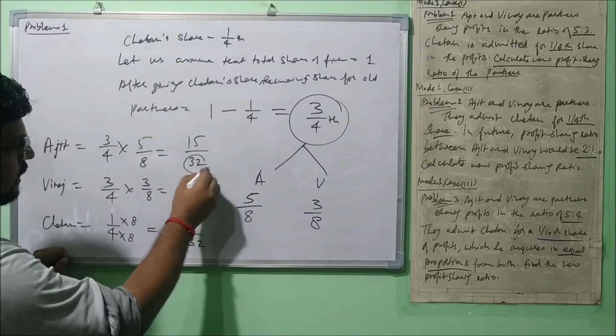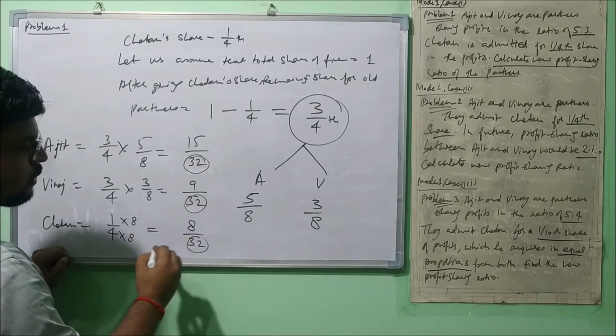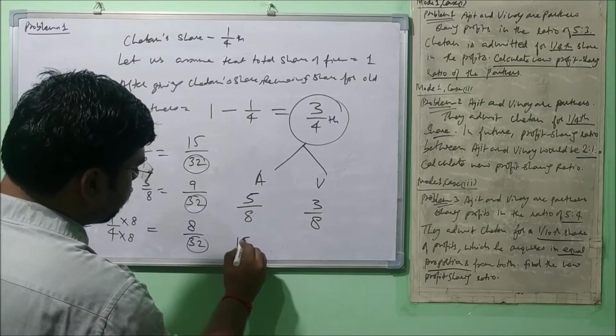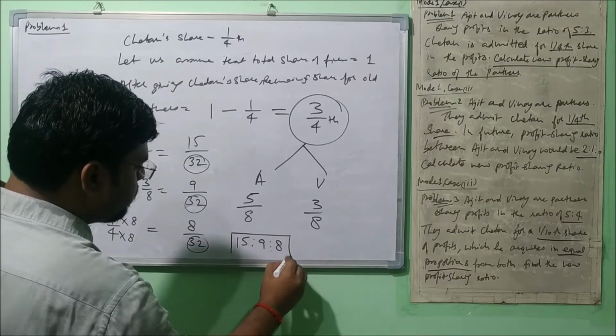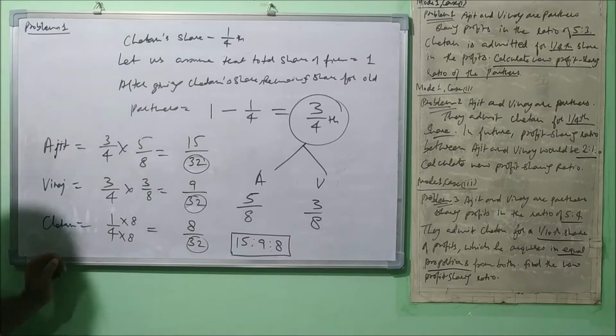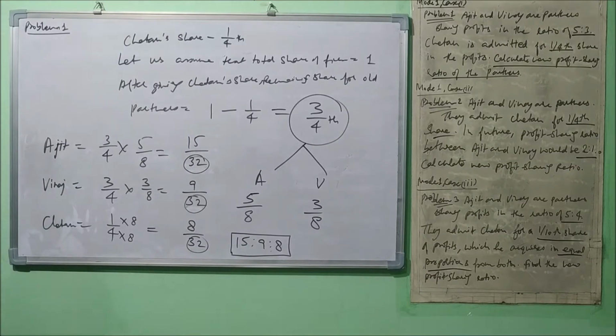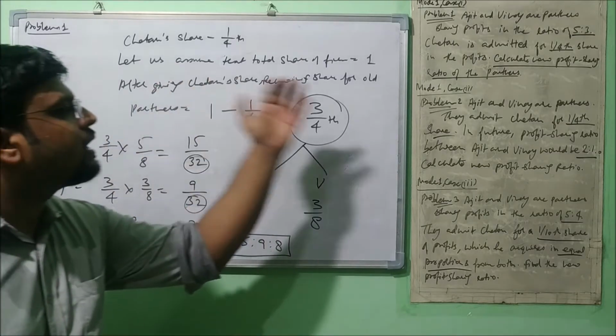Now all the bases are equal. See? Okay, so we can have the new ratio 15:9:8, and it cannot be shortened further. Okay, so that is the new ratio of Ajit, Vinay and Chetan. Understood? Now let's move on to another problem.